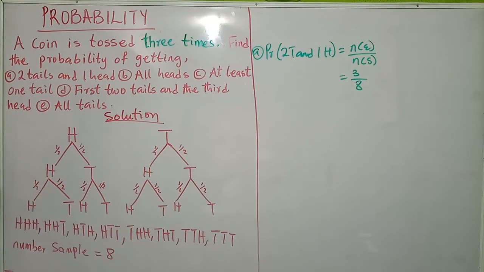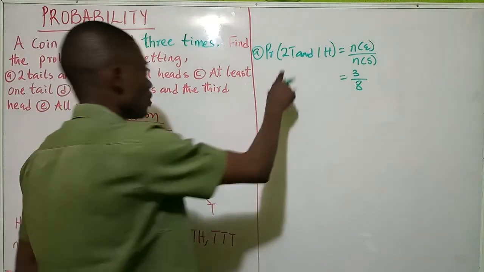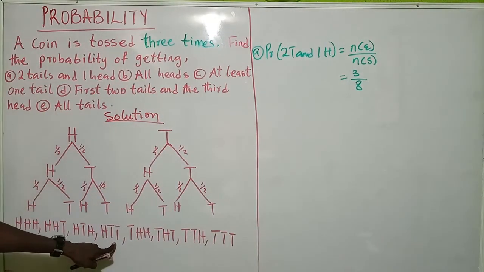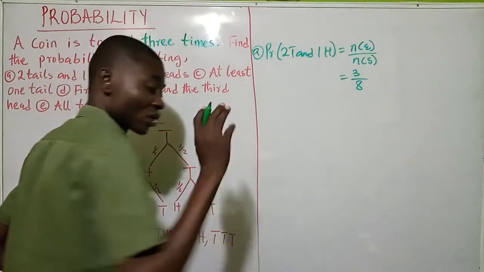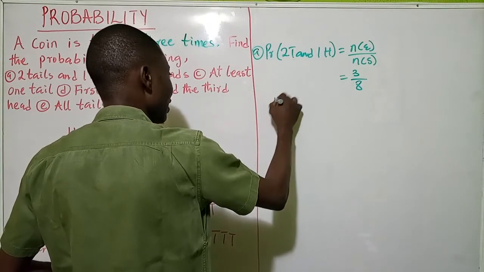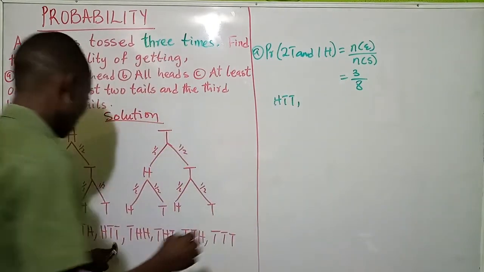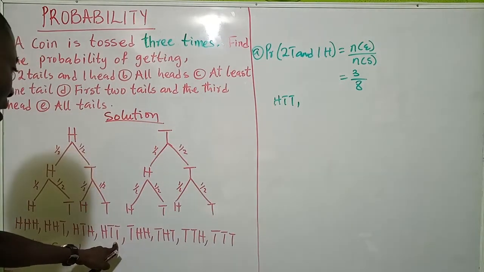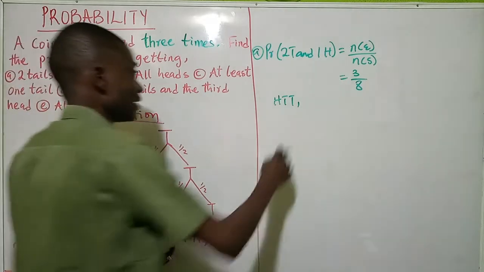Now, this is something else again. If you look at them, we said 2 tails and a head, we have 1 here. I'm going to clean it off. Probability of 2 tails and a head. We have head, tail, tail. We have head, tail, tail. We have tail, head, head.